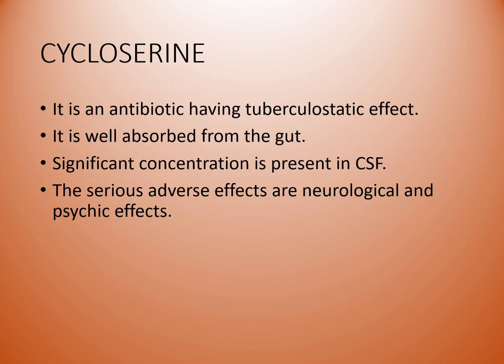Next example, cycloserine. It is an antibiotic having a tuberculostatic effect. It is well absorbed from the gut. Significant concentration is present in cerebrospinal fluid. The serious adverse effects are neurological and psychiatric effects.